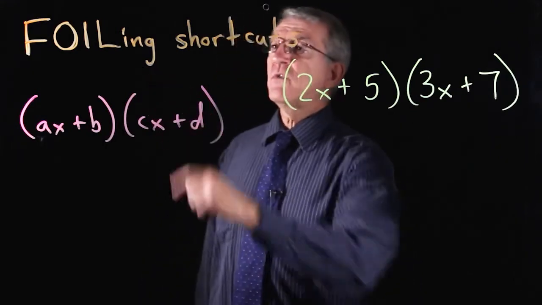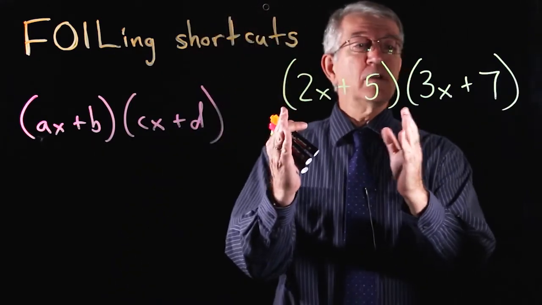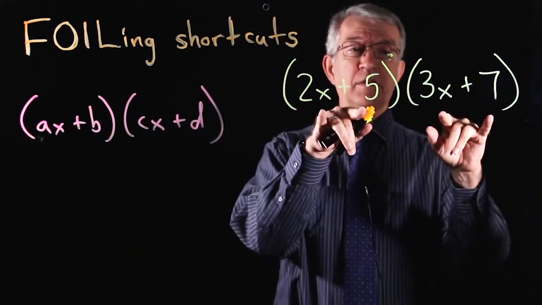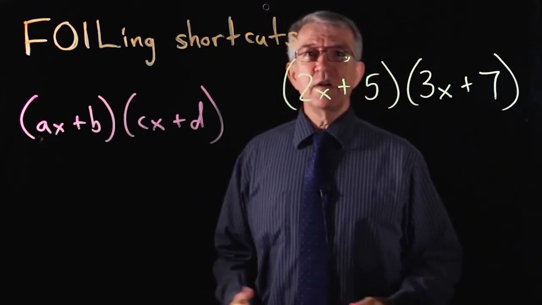Today what we're doing is foiling shortcuts. Foiling is a shortcut used in general to multiply simple polynomials like this one. Let me show you first the generic problem.